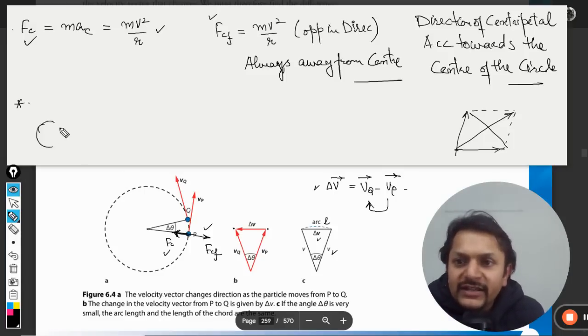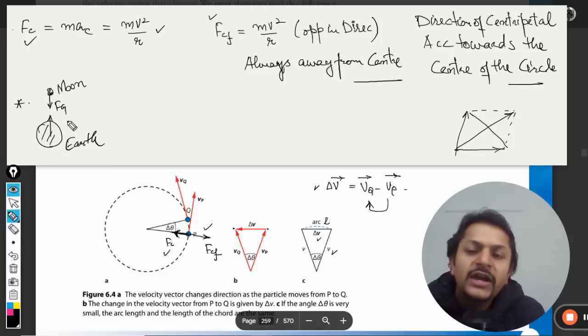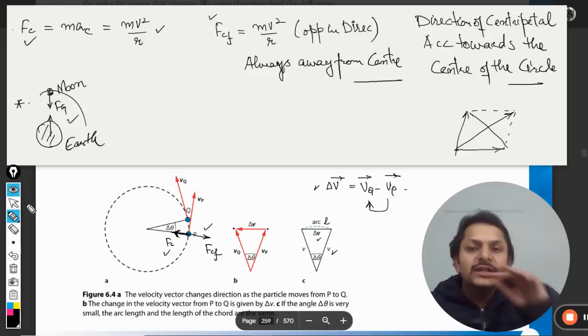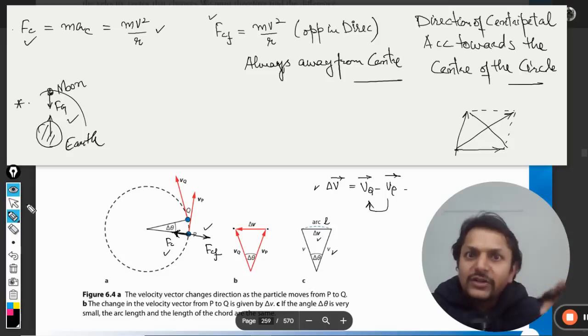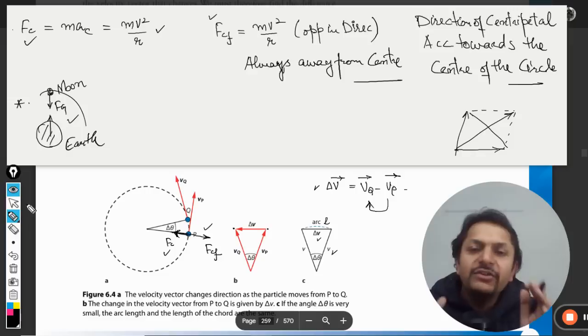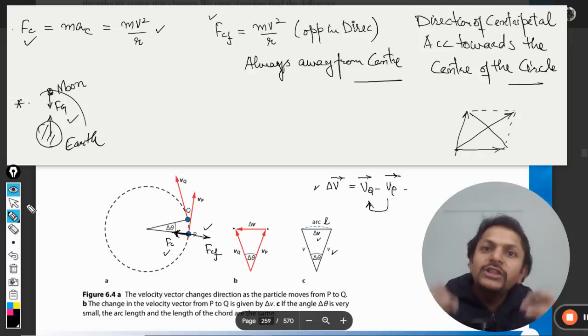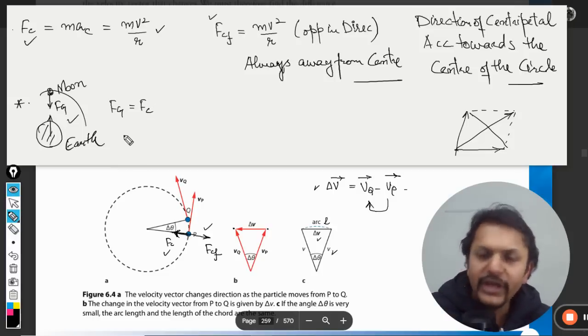Like for example, if I take the example of the earth and moon, so the gravitational force of attraction between the earth and the moon is acting like centripetal force in the case of moon, and that is why the moon is moving in a circular fashion. Every body which is moving in circular motion has to have a centripetal force. So some or the other force has to act like centripetal. So we will say that the gravitational force is acting like centripetal. Okay, and we will equate them.